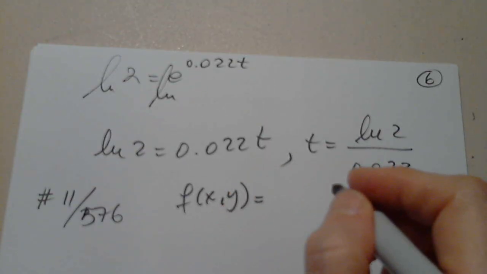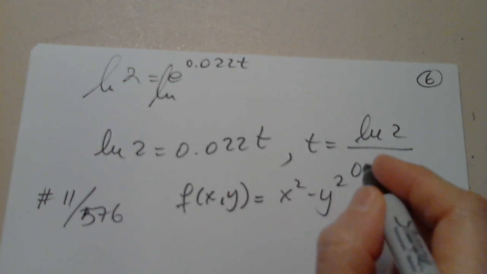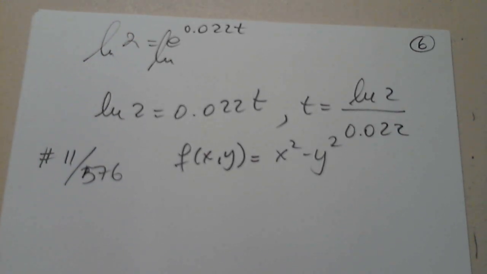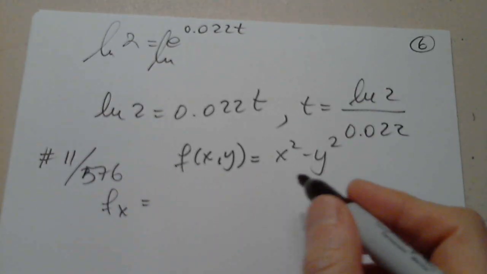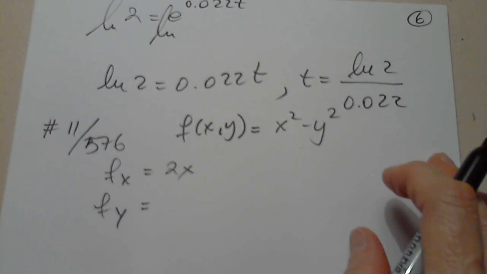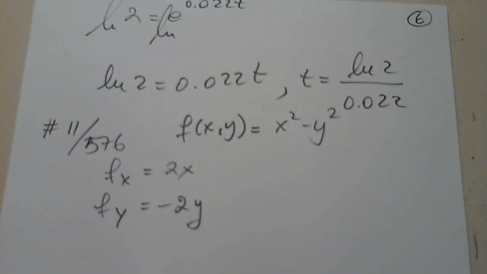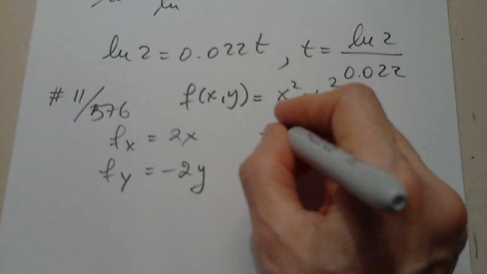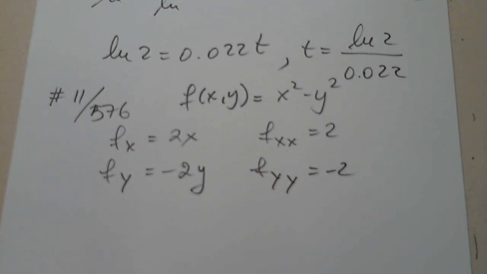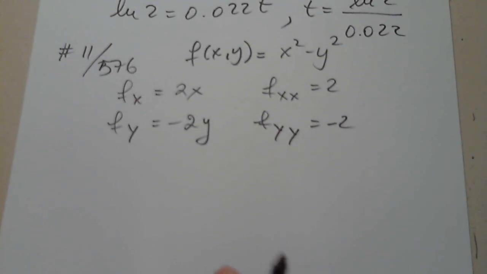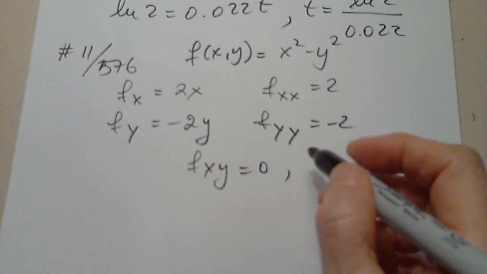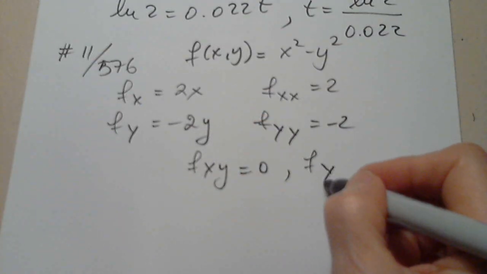I highly recommend looking at the solutions to all our written homeworks. Okay, so we have to find fx, which is 2x. We have to find fy, which is negative 2y. We have to find fxx, which is 2. We have to find fyy, which is negative 2. And we have to find fxy. fxy is 0, and fyx has to be 0 as well.